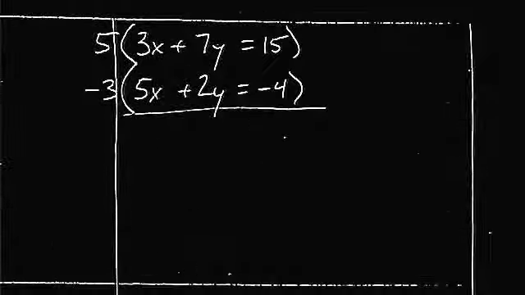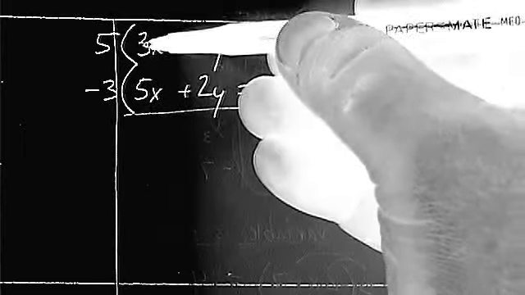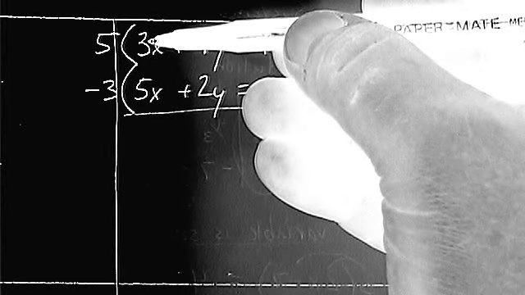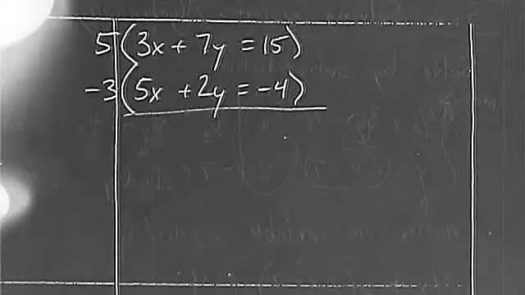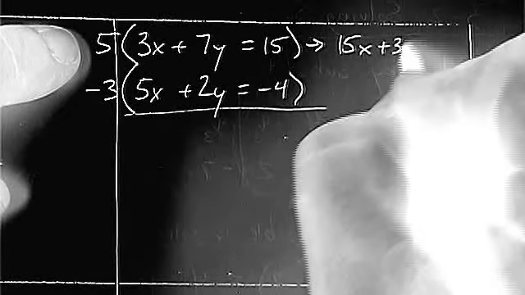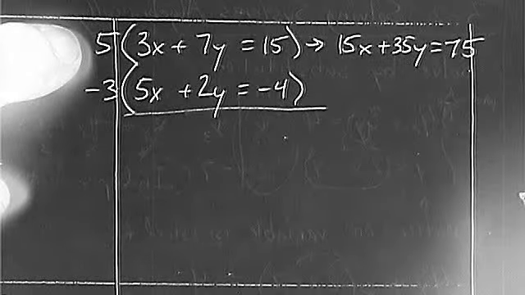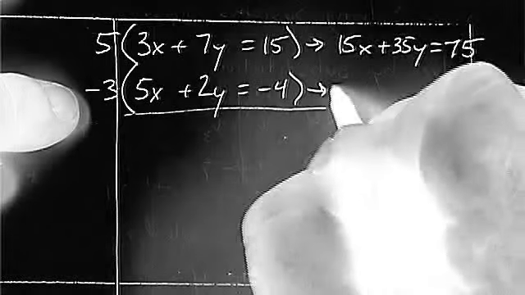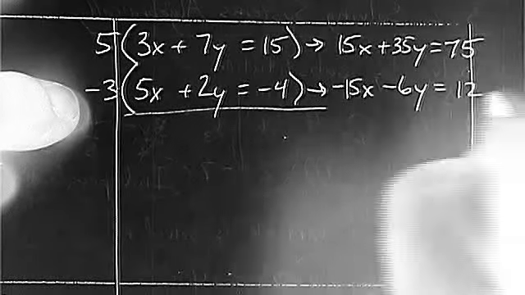So I'm going to choose to multiply my top equation by 5. I'm going to choose my bottom equation by negative 3. Now, the reason I do 5, I've got one positive multiplier and one negative, is because I'm trying to get one of these to 15x and the other one to negative 15x. Okay, and that's what I need to do. So, distributing across this, I end up with 15x plus 35y equals 75. And multiplying that one, I end up with negative 15x minus 6y and a positive 12.